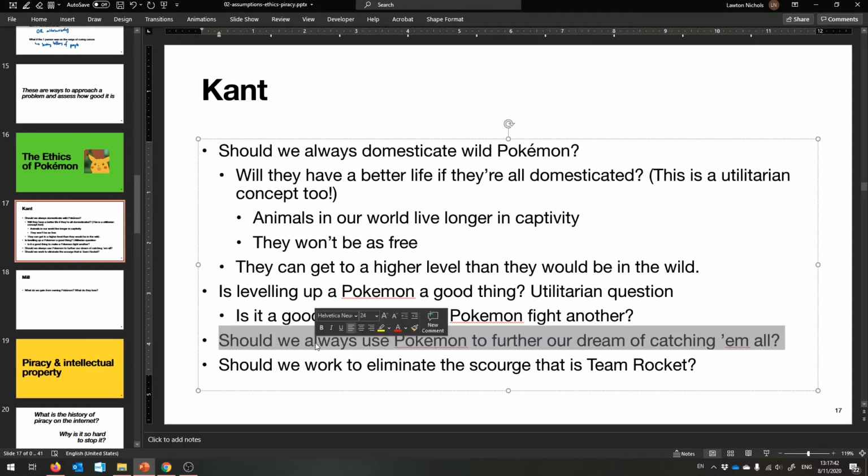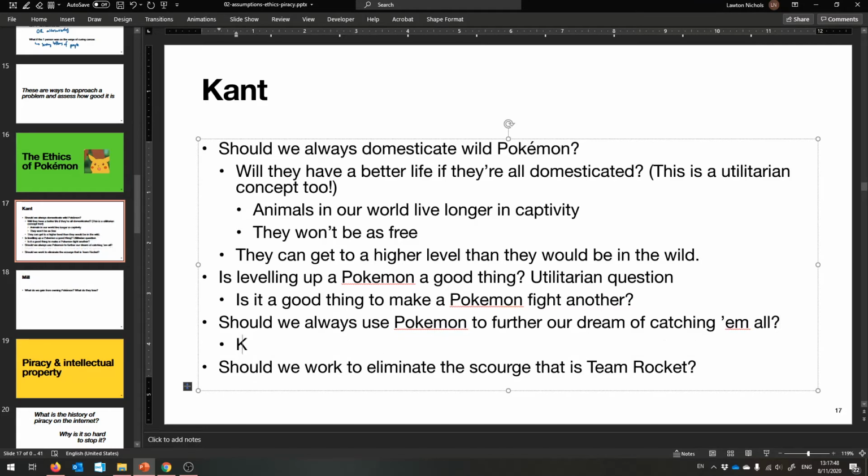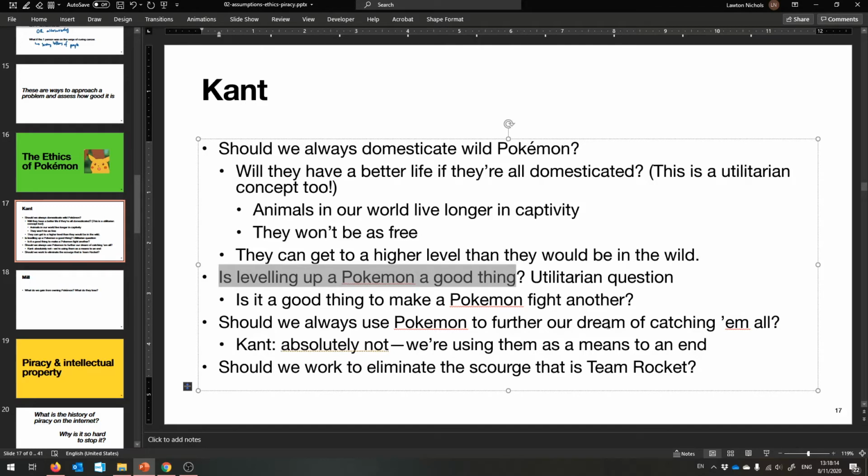So should we always use Pokemon to further our dream of catching them all? This is a Kantian kind of argument, and Kant would say no, absolutely not. We're using them as means to an end. And maybe, as a utilitarian, you might be in disagreement. You might say, all right, it is a better idea because maybe leveling up a Pokemon is a good thing, and you can explain why. And as part of furthering our dream, we get to level up our Pokemon, make them better, make them more powerful, and things like that.